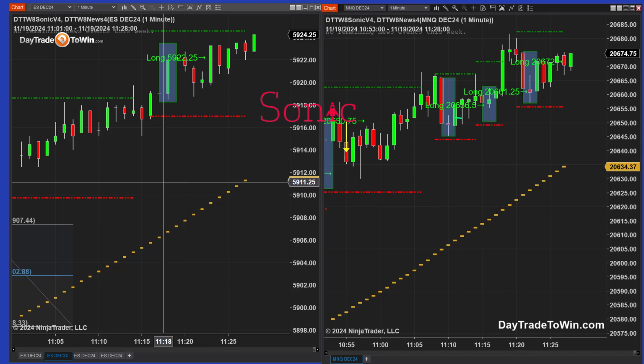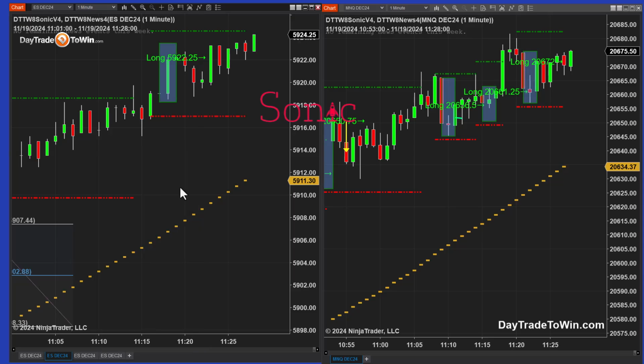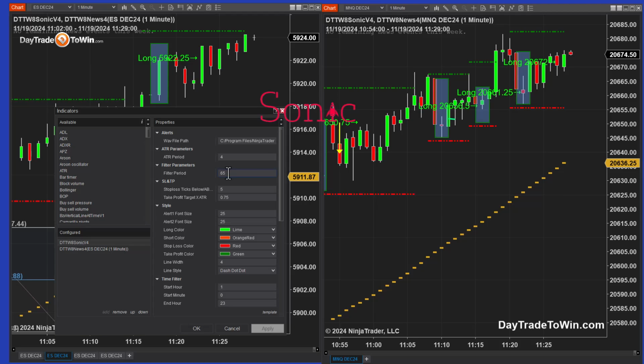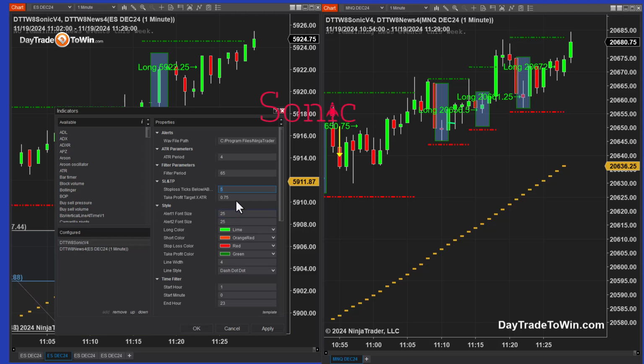And let me go back to this here. The settings are the filter, 65 or 20 or whatever you feel, but I like 65 or 20. That's what we teach. The stop loss is how many ticks above or below this box, the target based on ATR like 1 or 3/4.